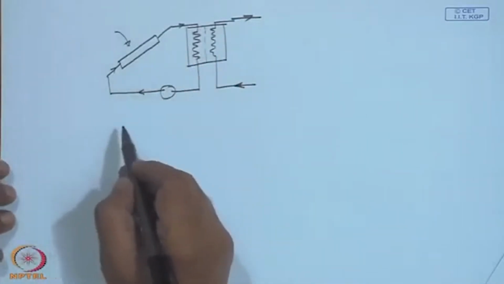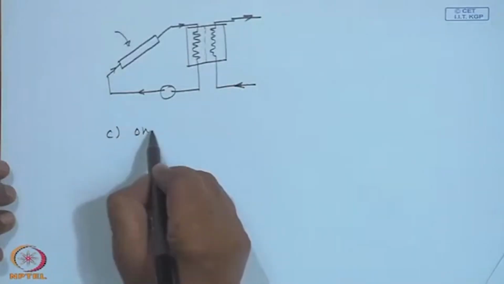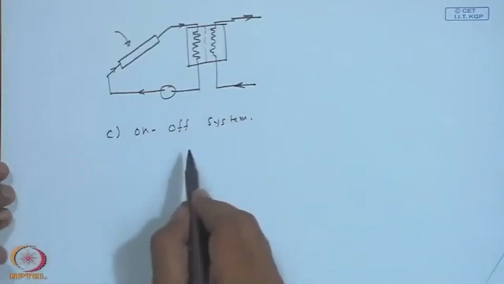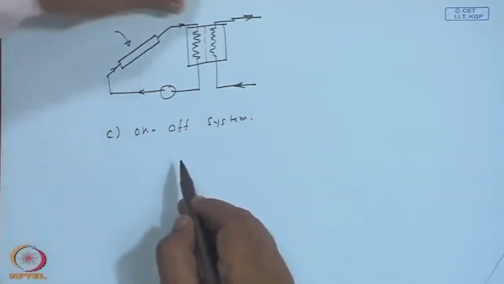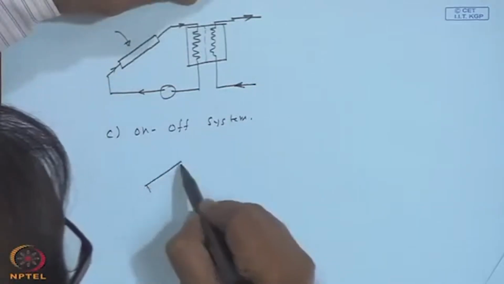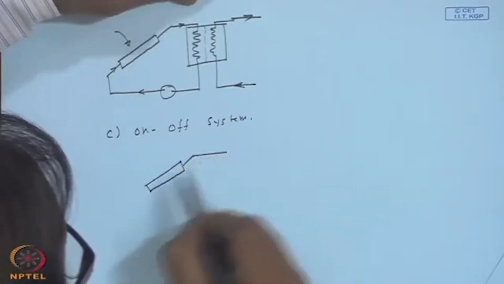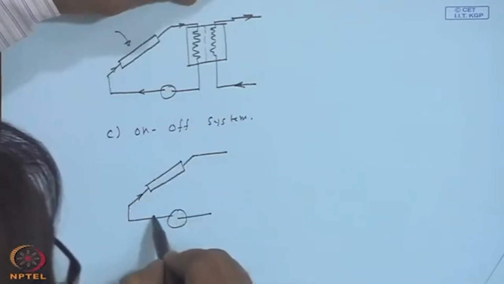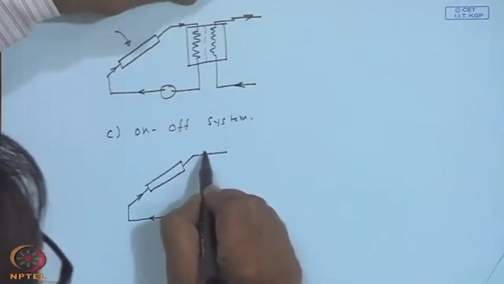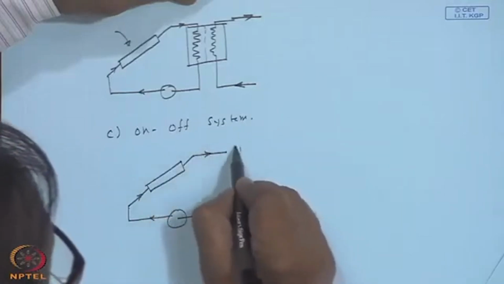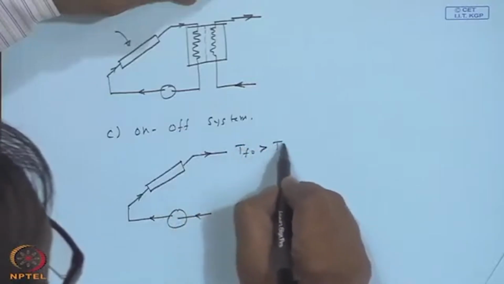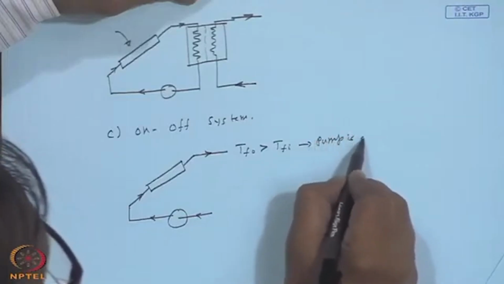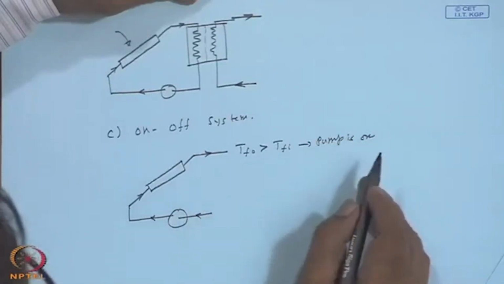And then you may have an on-off system. Once again, this also requires a little bit of clarification. So, one can say that if this is the collector, the output and entering cold fluid through a pump, and you are having the directions like this. Now, if TFO is greater than TFI, then the pump is on, or it is off.